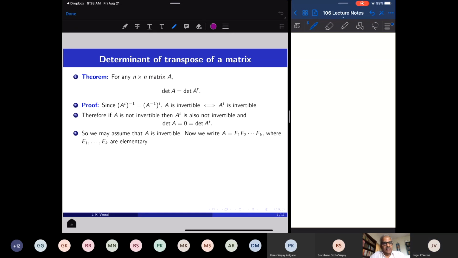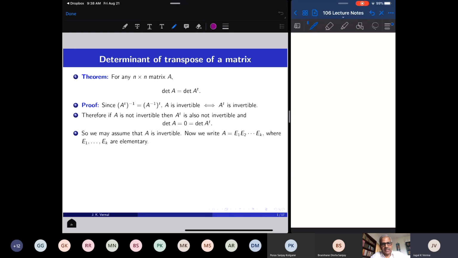Now, if we take inverse of A transpose, it is transpose of A inverse. And therefore, if A is invertible, then A transpose is invertible and vice versa. So if A is not invertible, then A transpose is not invertible. And so both of them have equal determinant and it is equal to 0.